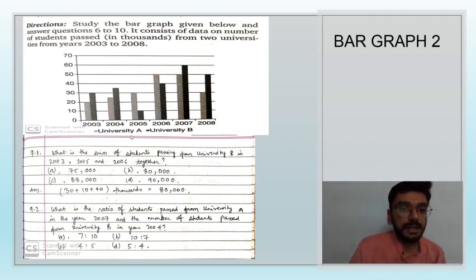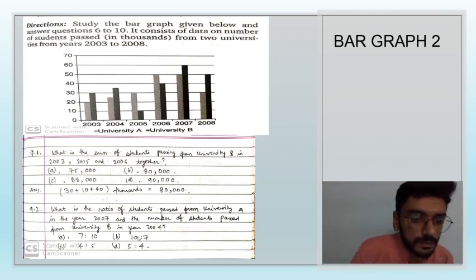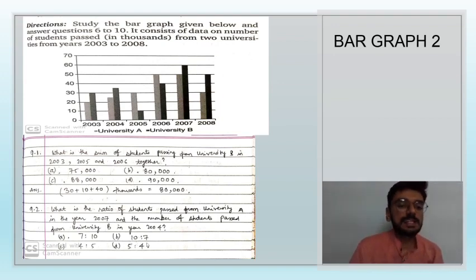And in University B in 2004, this comes out to be 35. So 50 divided by 35, your answer would then be 10:7. That is option B, amongst the four options: 7:10, 10:7, 4:5 and 5:4. Okay, moving on to the third question.